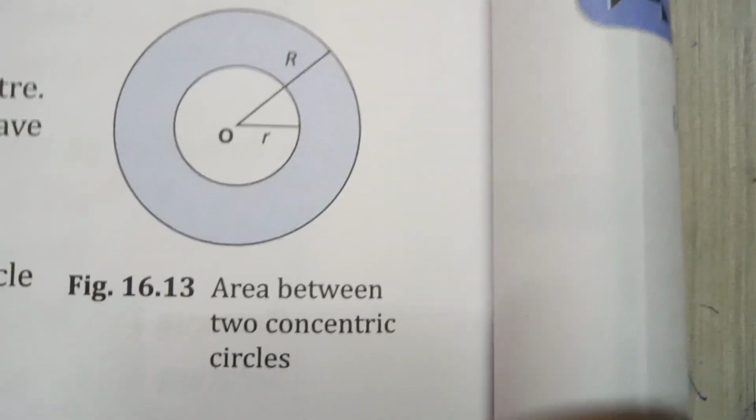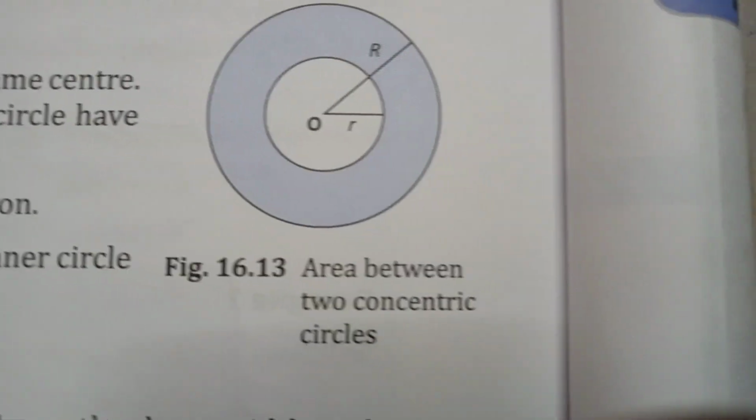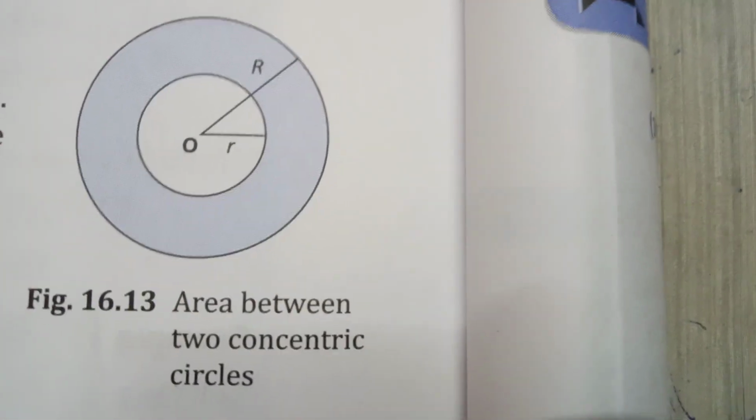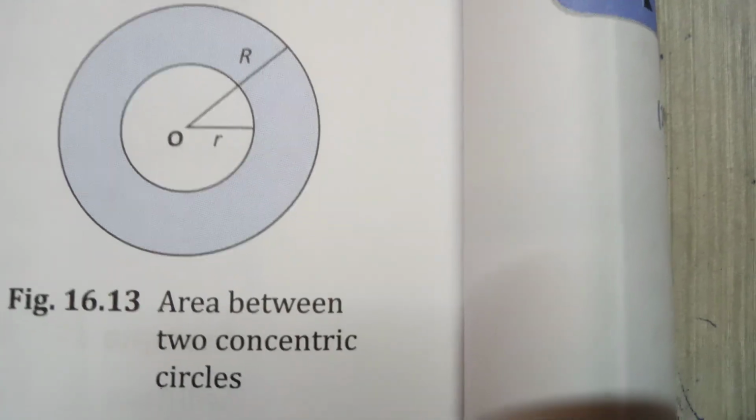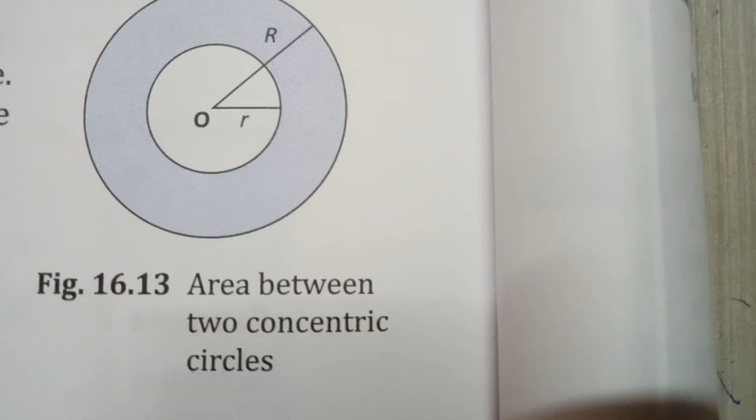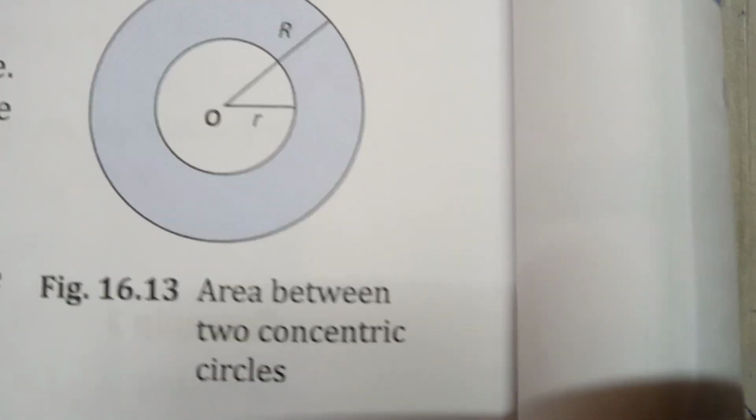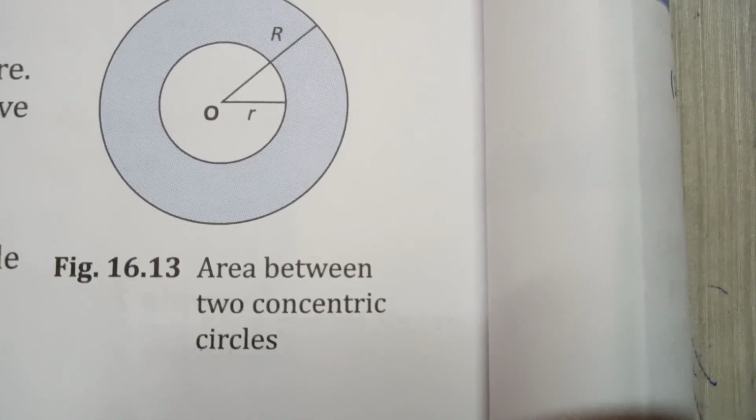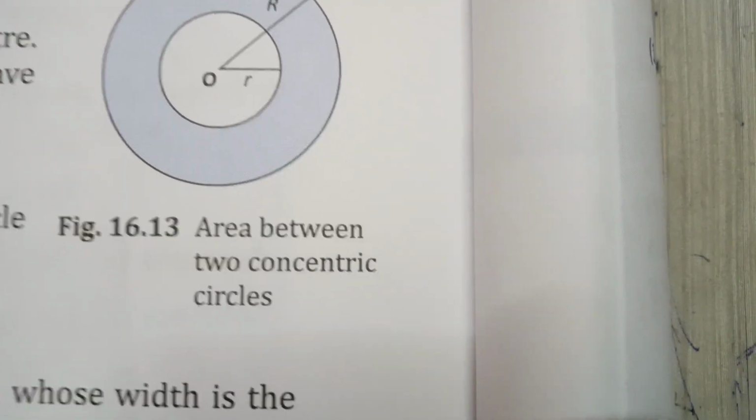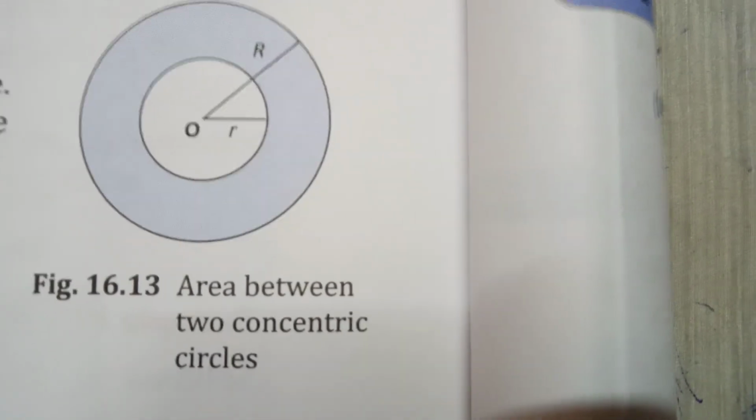Now here you are seeing two concentric circles. The inside one is a smaller circle, and outside you have a bigger circle. The radius of the inner circle is smaller, and the radius of the bigger circle outside is denoted by capital R. Both are called concentric circles as they have the same center. Two or more circles which have the same center are called concentric circles.